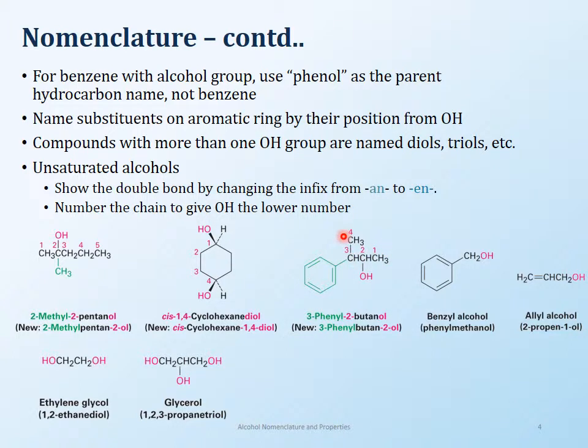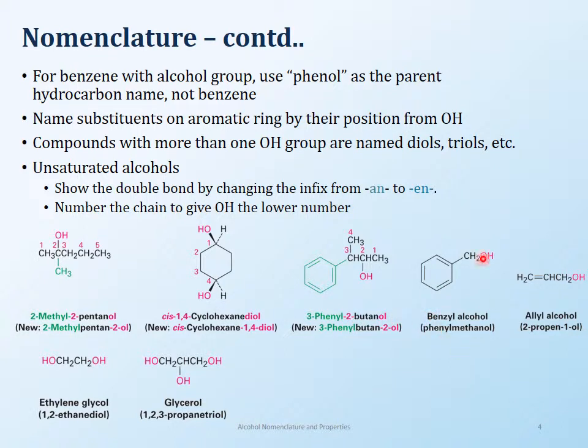So instead of looking at the benzene ring and getting paranoid about how to name this little structure here, start looking at the chain. Once you see this, you will know that on the second carbon, you have an alcohol. On the third one, you have a phenyl group. And so then the naming becomes very simple. It's 3-phenyl-2-butanol.